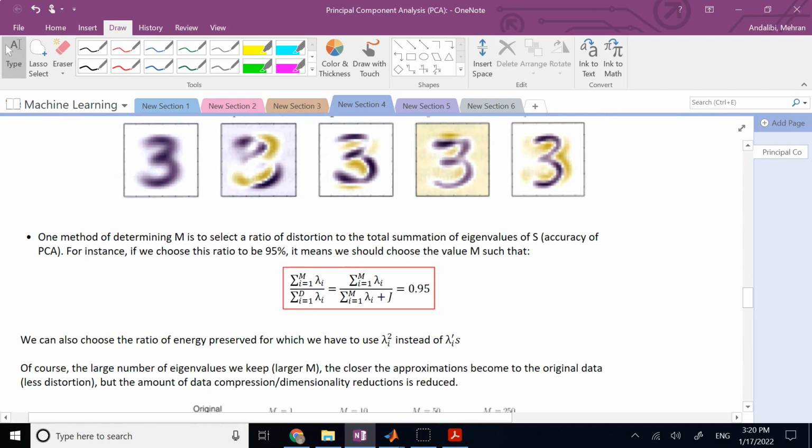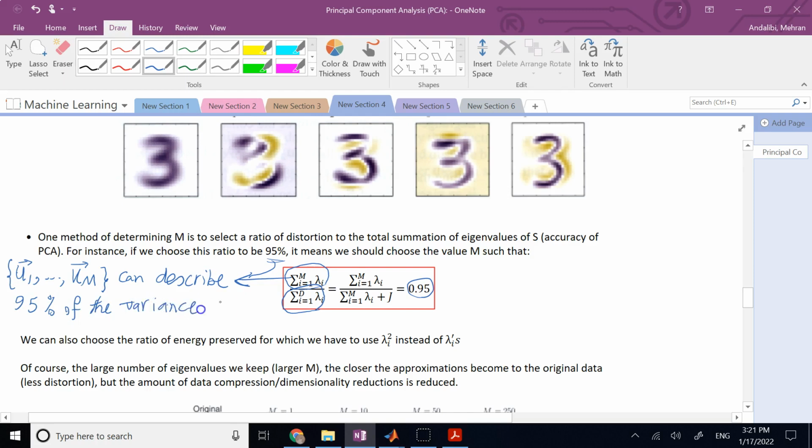What is the ratio method? Here, this is what you do. You divide the summation of the eigenvalues that only go from 1 to m, the ones that you keep, by all of them, and then set that to a ratio. For example, you say, I want the sum of the eigenvalues I keep divided by all of them to be 95%, which means, in plain English, that U1 to UM, the ones that I will use, can describe 95% of the variation or the variance among the original data.